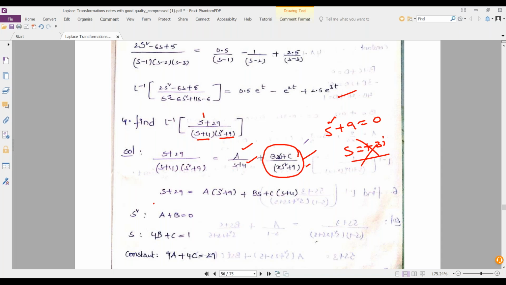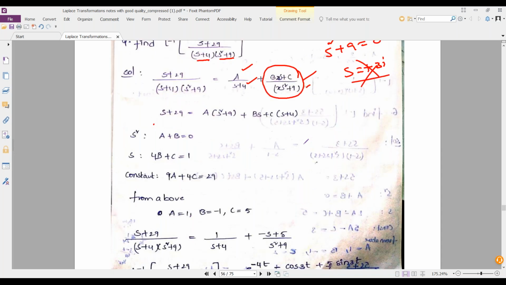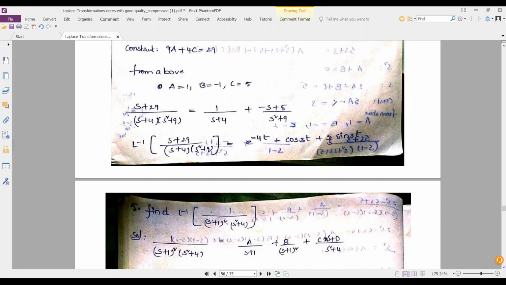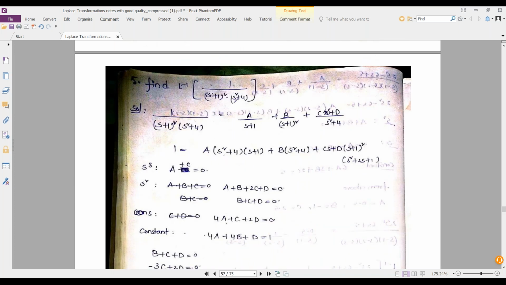Simplification and further. Here also the same. 1 by (s plus 1) whole square, A by (s plus 1) plus B by (s plus 1) whole square plus (Cs plus D) by (s square plus 4). That's what you have to do.